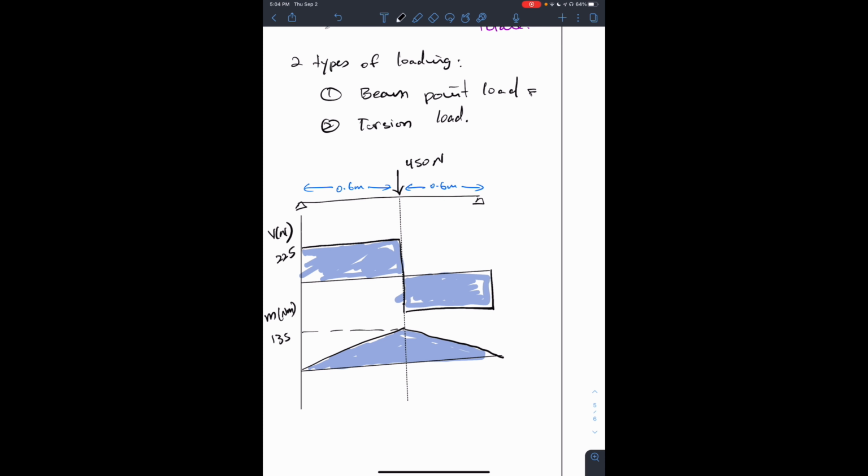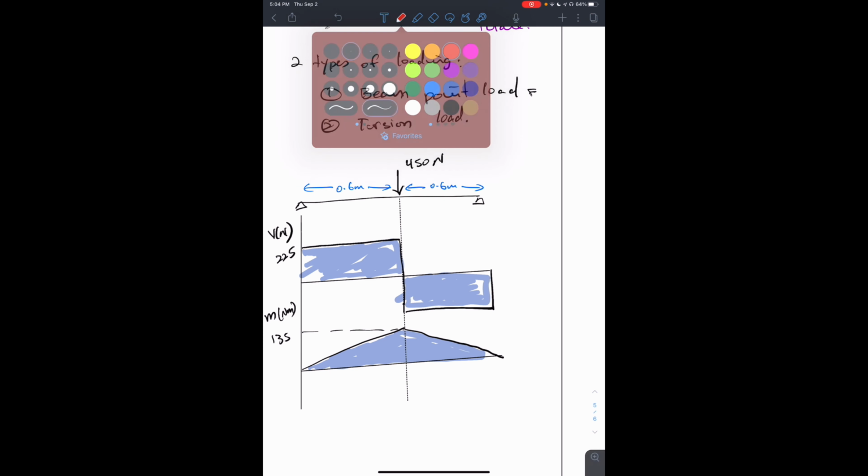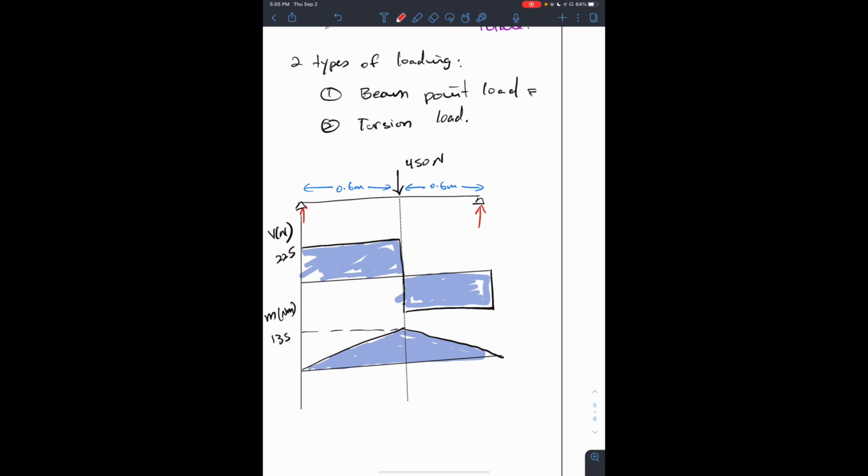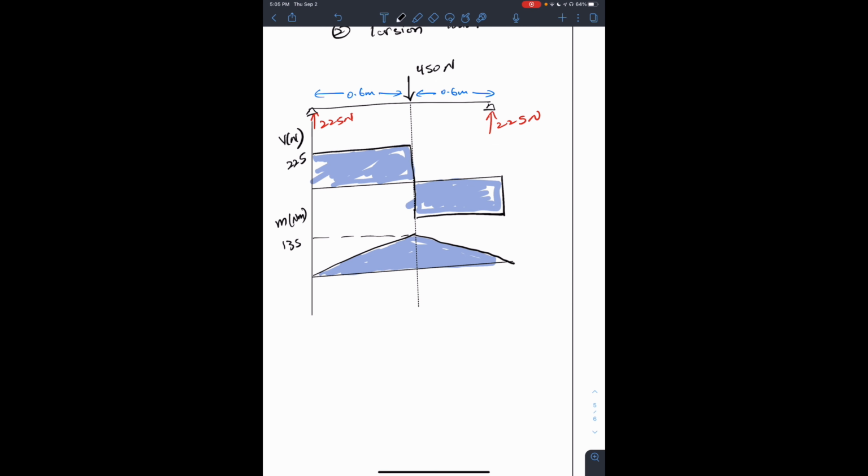Right. Again, our reaction forces would be 450 divided by 2, which is a shear force in this case. So our sigma bending, which is sigma x, will be our M max y on I. Our M max in this case is 135.